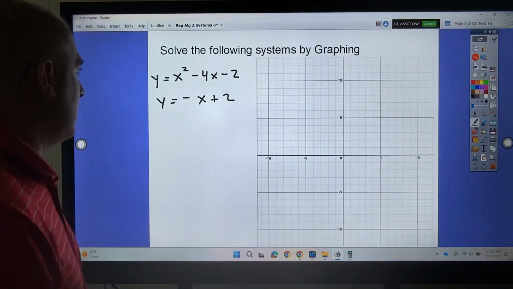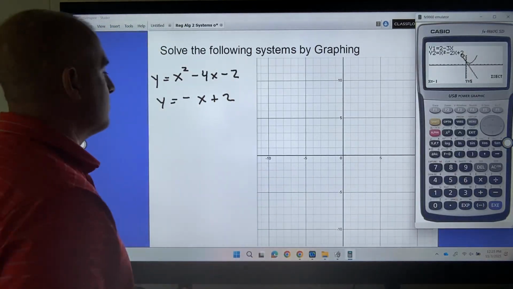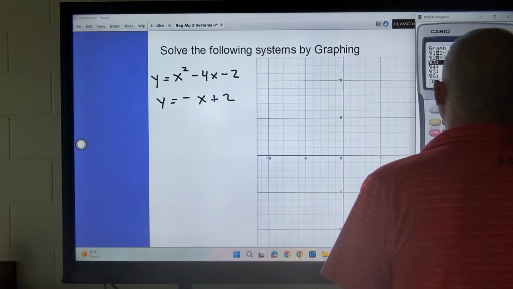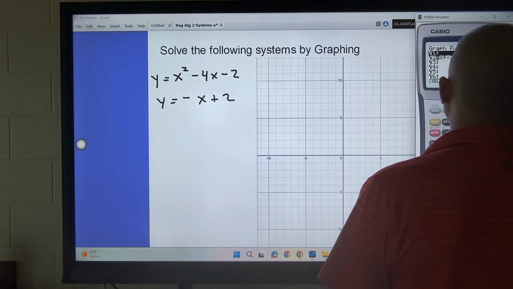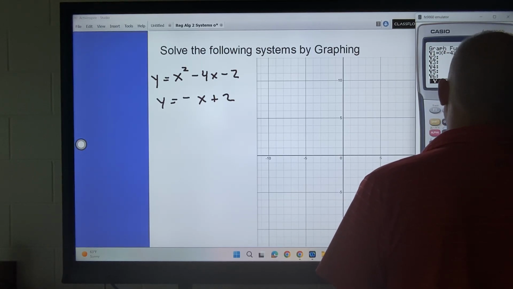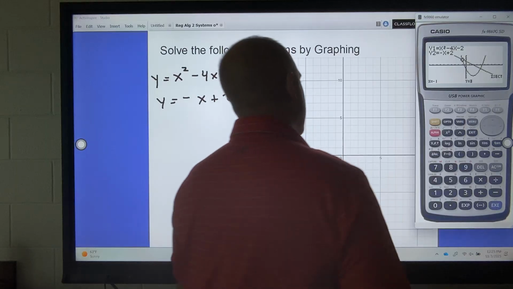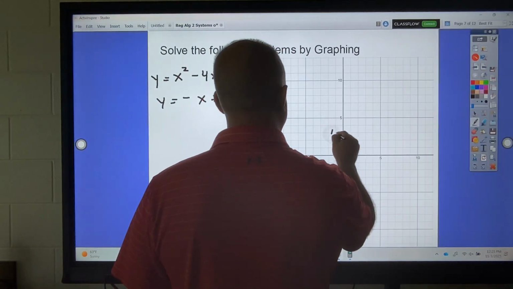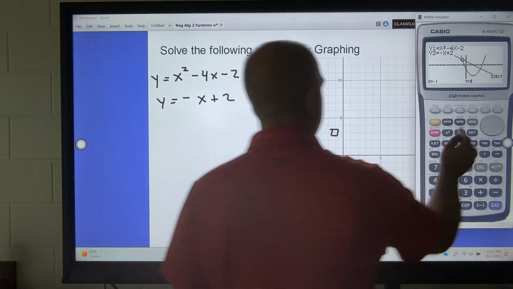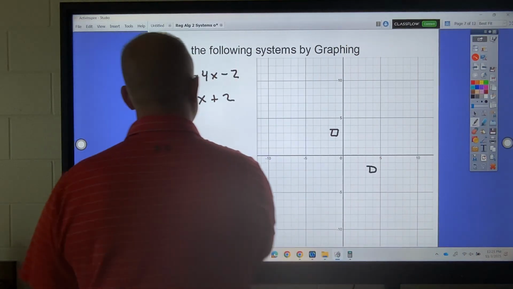All right, so let's do this a little bit differently. Let's find our intersection points first, and then we'll graph the things individually. So what I got is x squared minus 4x minus 2. Then I got negative x plus 2. Draw, G-solve, intersect. So I'm going to go ahead and do this, negative 1, 3 up. And then my other intersection is 4, negative 2. So that's what my answer is.